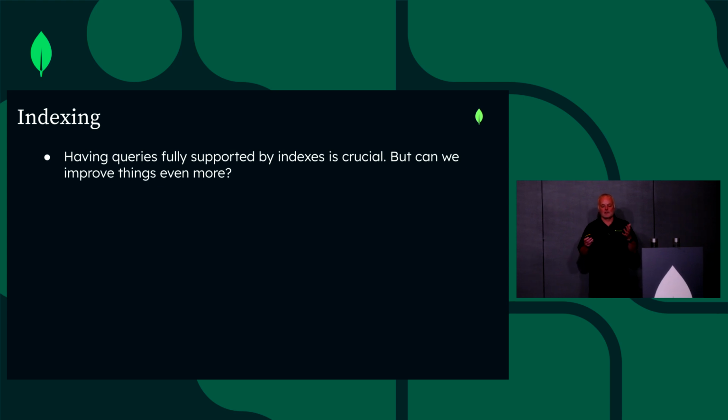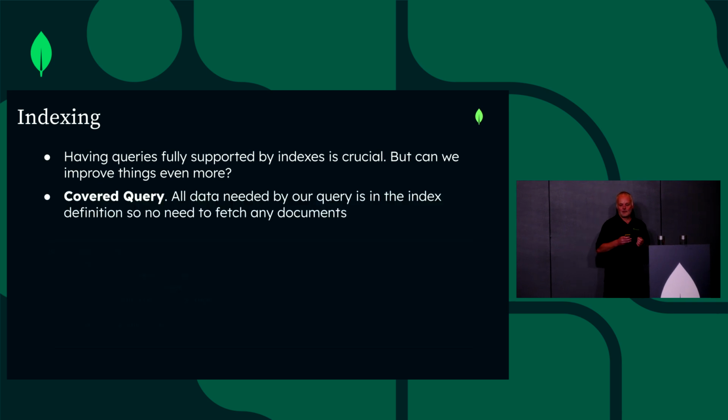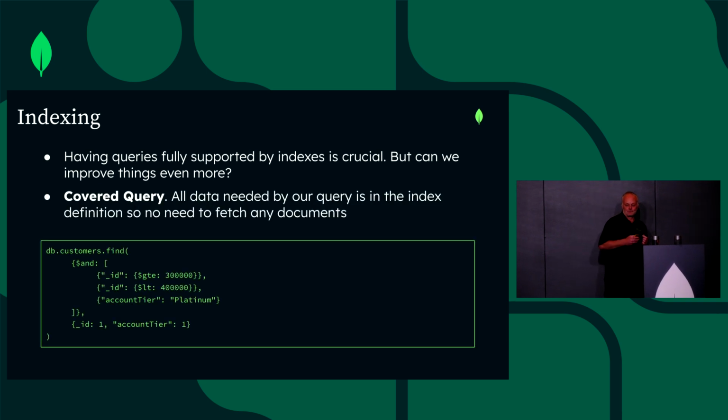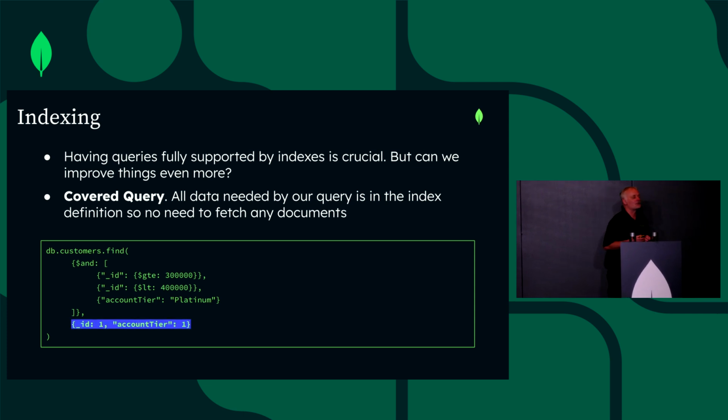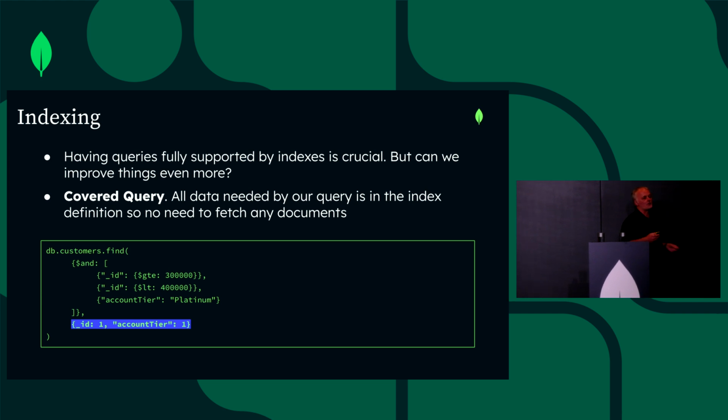OK, so having queries fully supported by index is crucial, but can we make things even better? Any suggestions? No? OK. Covered queries. So we've got the same query, but we're now adding a projection to say that the only results we want returning is the underscore ID and the account tier. So that means that all of the information that we need to reply to the application is actually within the index. So that means we don't actually have to go fetching documents.